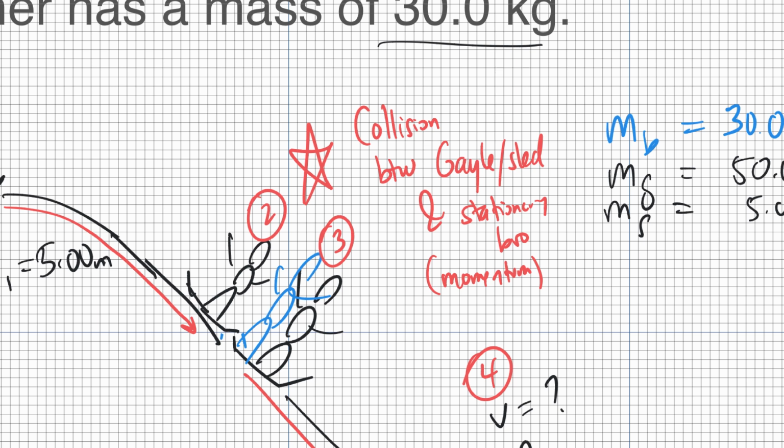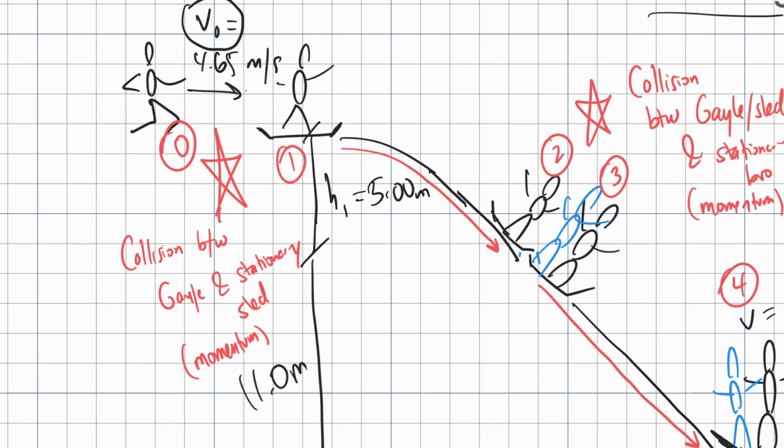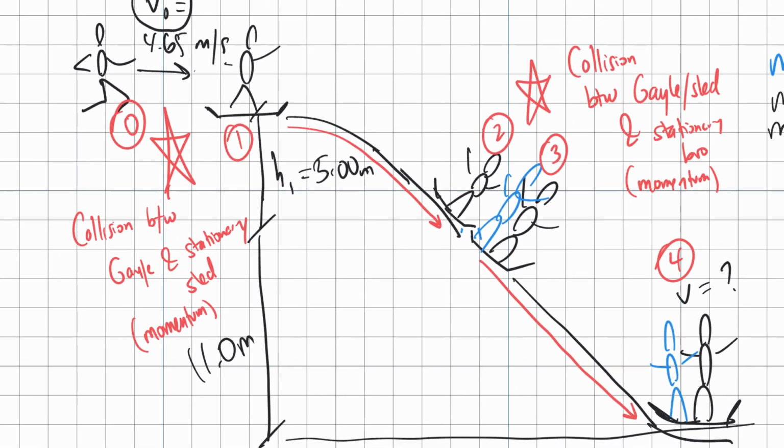So between 2 and 3 and between 0 and 1, we have to do the momentum equation both of those times. Okay, now between 1 and 2, maybe I'll use blue. Between 1 and 2, all we're doing is going downhill. So this is potential energy converting into kinetic energy, so we will use the conservation of energy.